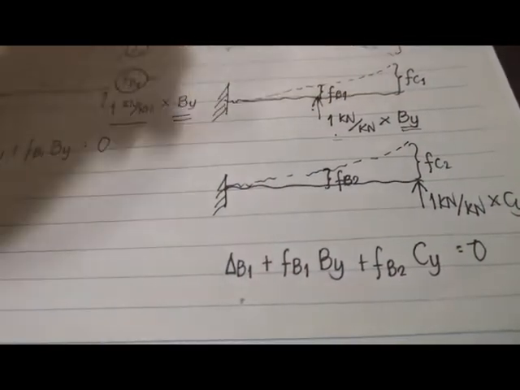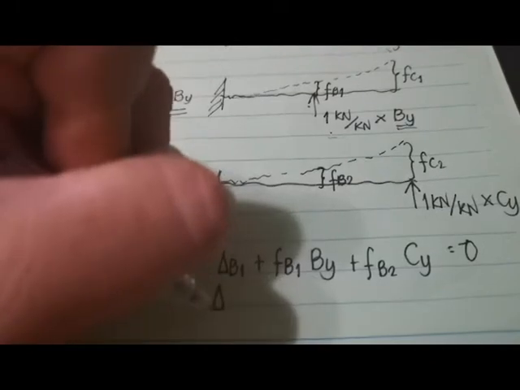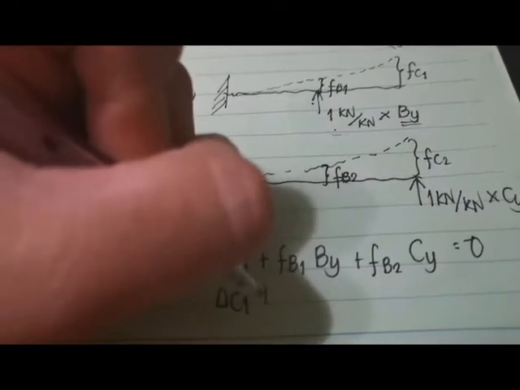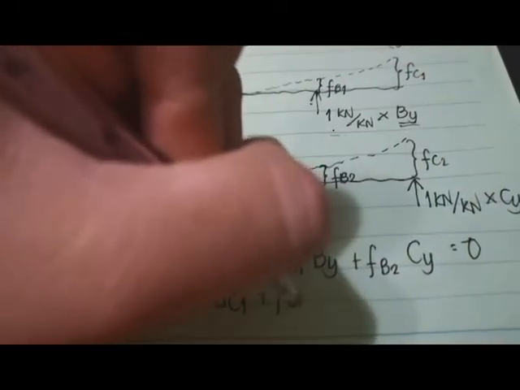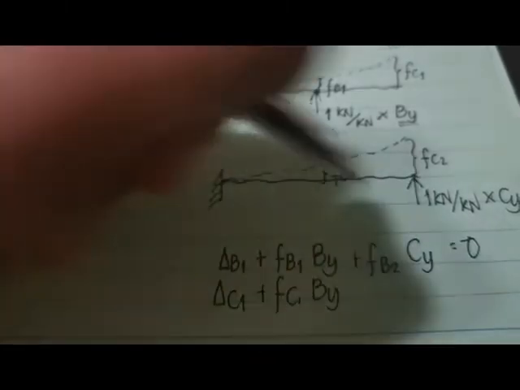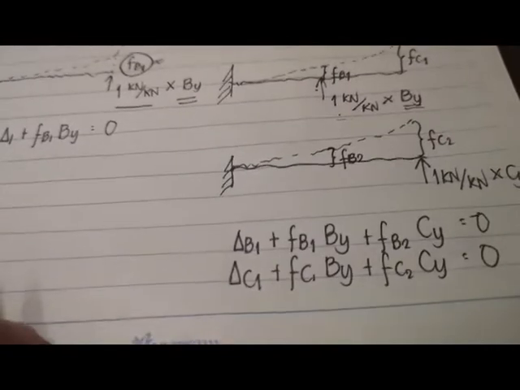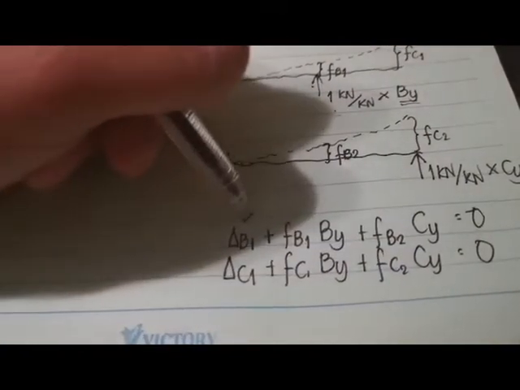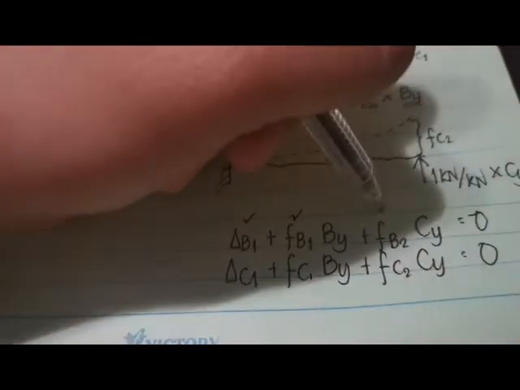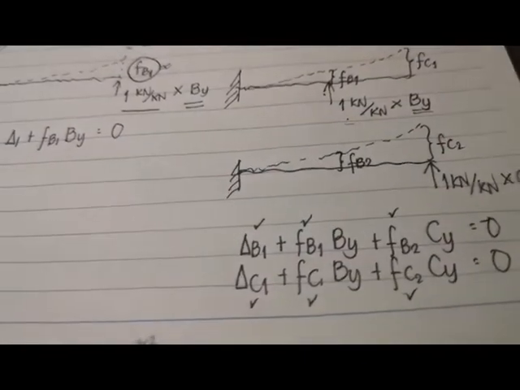Next, compatibility equation, no, we add them to delta c1 plus fc1 by plus fc2 cy is equal to 0, no? So we just determine all the deflections here, and then two equations with two unknowns, no?